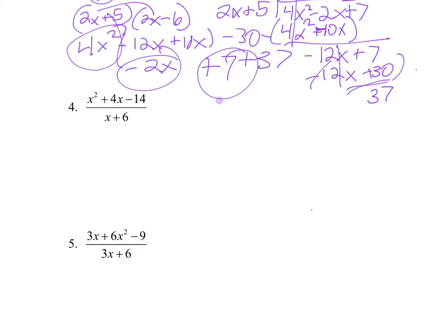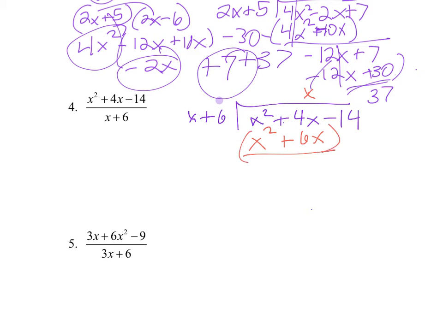Okay, now we're doing our x plus 6, x squared plus 4x minus 14. Change color so it doesn't get confusing. Like it's not already. All right. I need x. That gives me x squared plus 6x. I subtract it, which means I get a negative 2x minus 14.